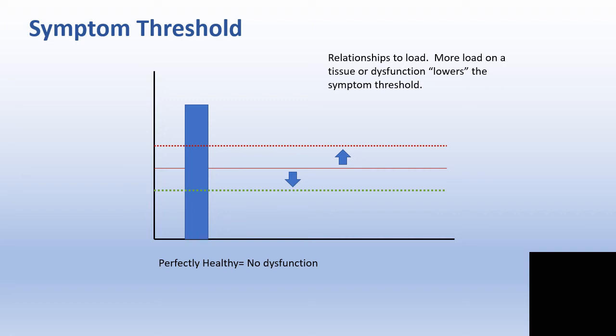Again, this is just talking about relationships to load. More load on the tissue or dysfunction lowers the symptom threshold line, and that can fluctuate over time.